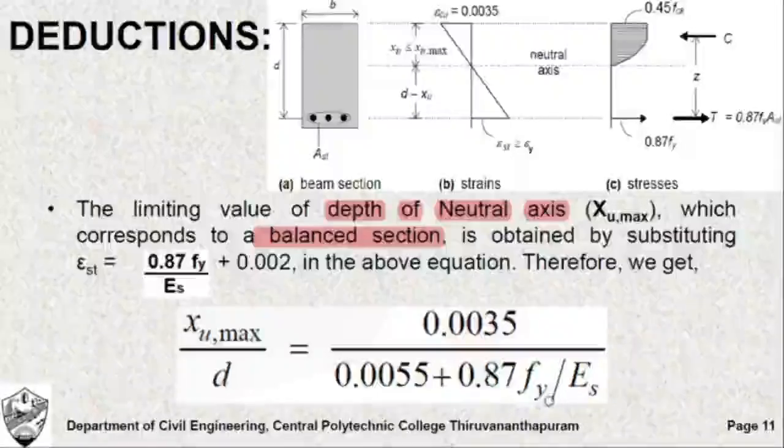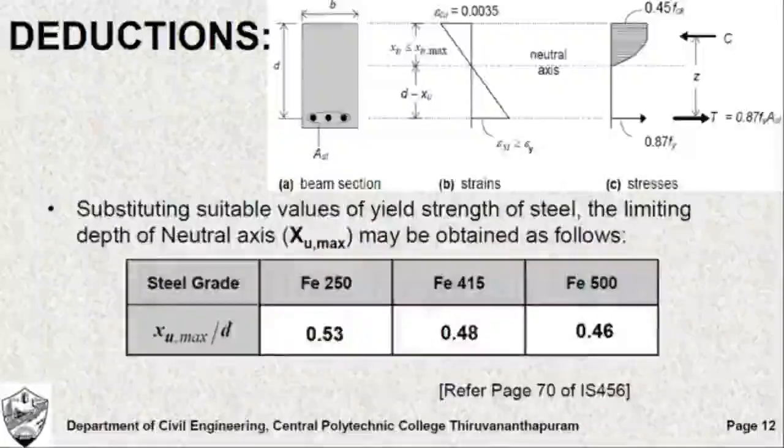For a specific grade of steel, you can have a definite value of xu max by d. That is exactly what we obtain here. For different grades of steel, you get different values of xu max by d. For Fe250, it is equal to 0.53. For Fe415, it is equal to 0.48. And for Fe500, it is equal to 0.46. You can refer to page number 70 of IS 456 to see these values. Also, you don't need to memorize these values; you can refer to the Indian Standard Code on page number 70.